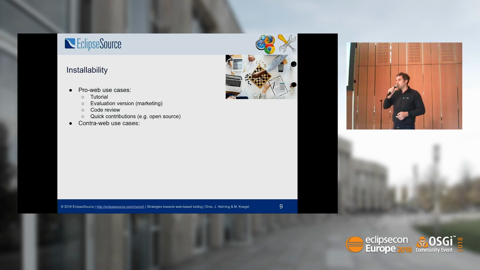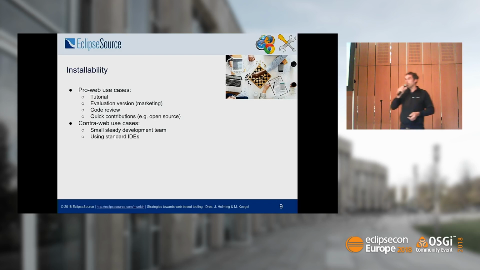Now, what are contra-web use cases? Exactly the opposite. Let's assume you have a small and steady development team, I don't know, 5 people continuously working on a project for 5 years. They don't really care about installability. They install the tool and that's it. And then they work with it for month and month, maybe update it sometimes. Of course, it's also beneficial for them to have a better installability, but it doesn't play such a big role.